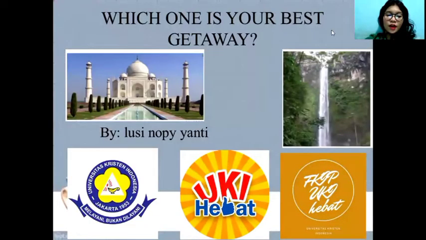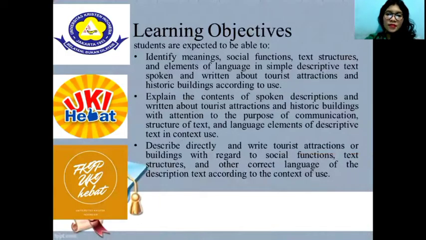Okay, before we start our lesson with the title "Which one is your best getaway," I want you to know about our learning objectives in this lesson. There are 3 learning objectives. The first is to identify meanings, social functions, text structure, and elements of language in simple descriptive texts, spoken and written, about tourist attractions and historic buildings according to use.